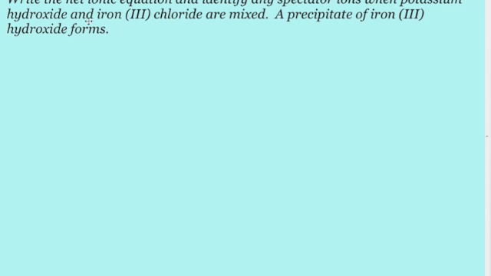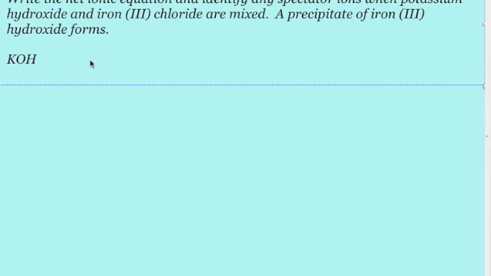All right, so we're going to do a couple practice problems. The first thing we want to do is write the net ionic equation and identify any spectator ions. So these two things form. First we have potassium hydroxide, which is KOH, and again, you can check your charges. Second is iron 3 chloride, which looks like this. It's a double replacement reaction. They say that we get a precipitate of iron 3 hydroxide, so it looks like this.